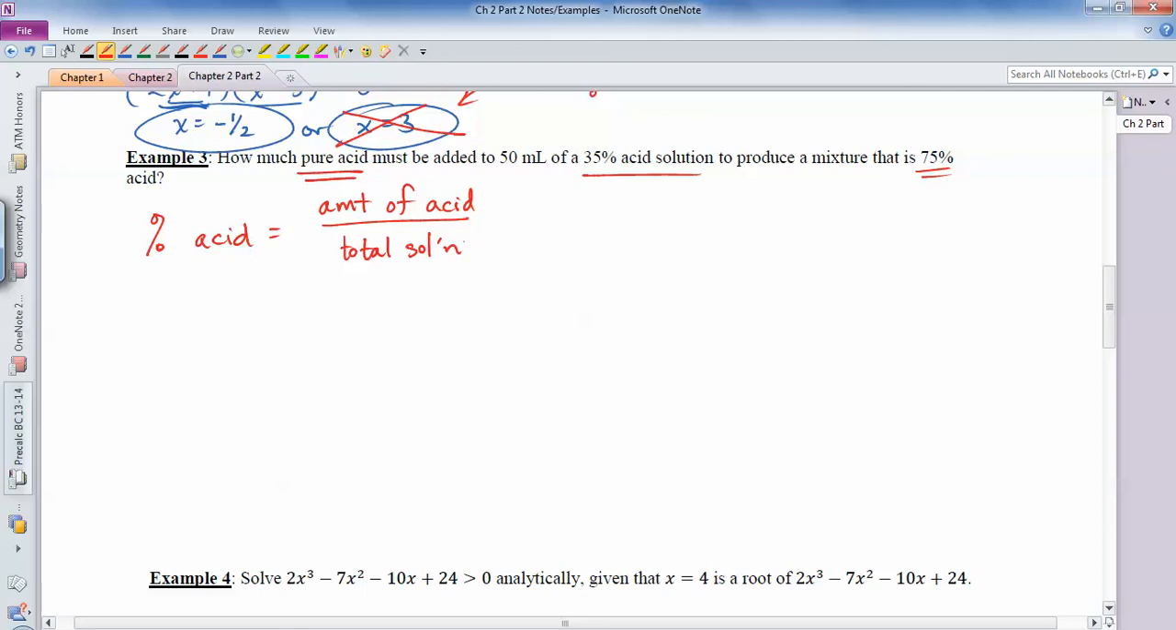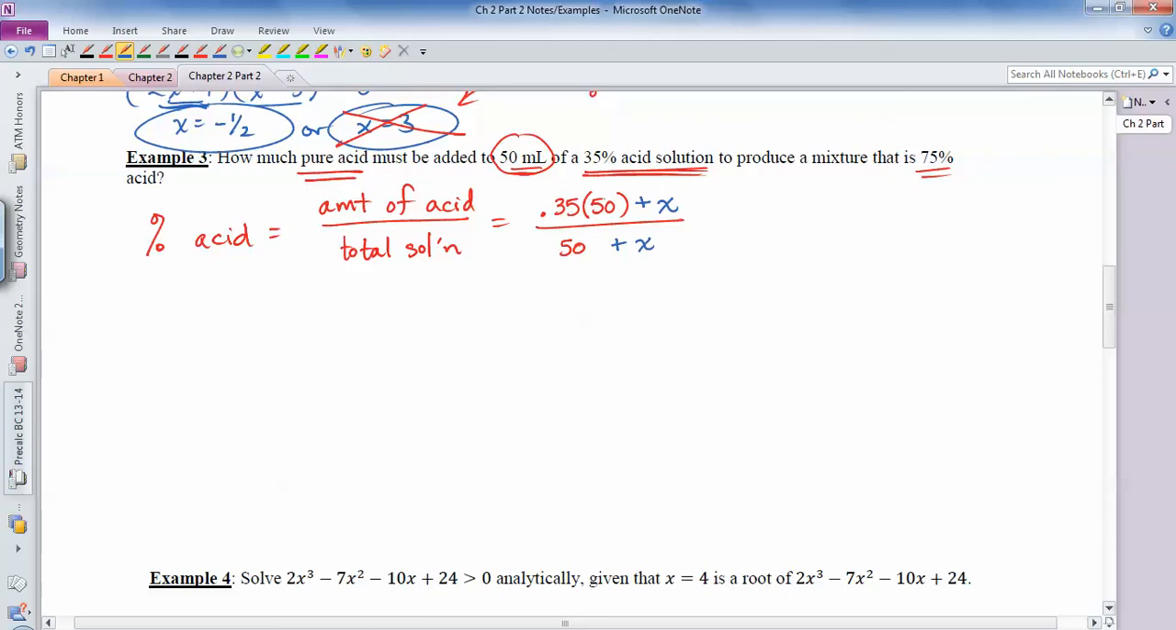So the way to think about this, what we originally start with is 35% of 50 milliliters is acid, right? Because we originally have 50 milliliters and it's 35% acid. So the amount of acid that I originally have is 0.35 times 50, and that's originally out of 50. If you cancel those, you can see you have 35%. But what I'm doing is adding pure acid to it. So however much acid I'm adding here, I'm also adding here, right?